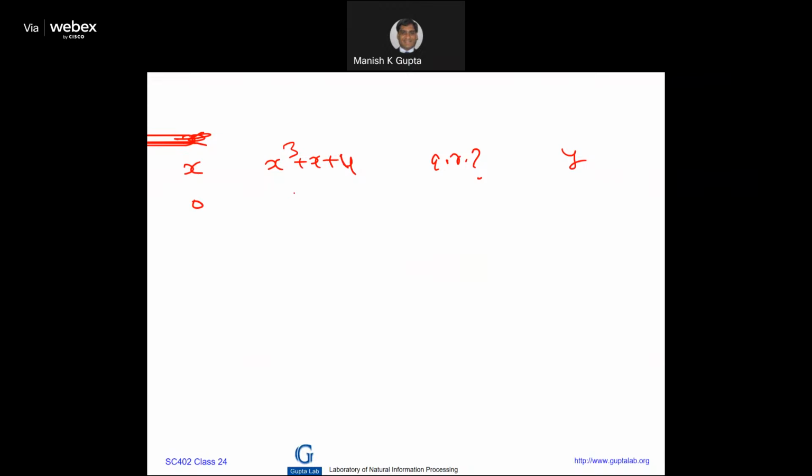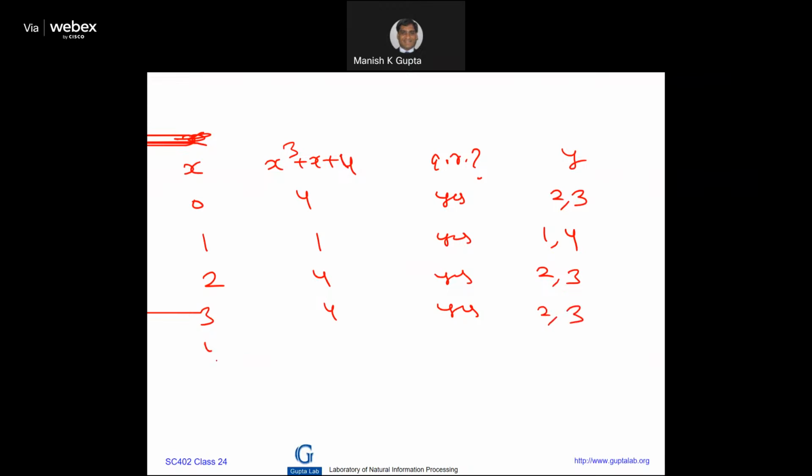When x is 0, this value is 4. Quadratic residue, yes, the value is 2 comma 3. When x is 1, this value is 1. Yes, the value is 1 comma 4. When x is 2, this value is 4. Yes, the value is 2 comma 3. When x is 3, this value is 4. Yes, 2 comma 3. When x is 4, this value is 2. Quadratic residue, yes, the value is 4 alpha plus 3 and alpha plus 2.